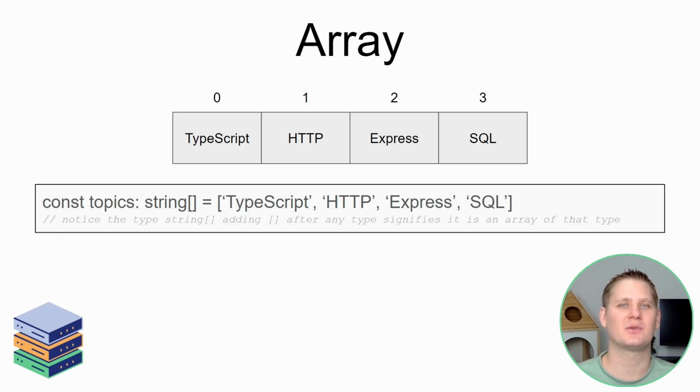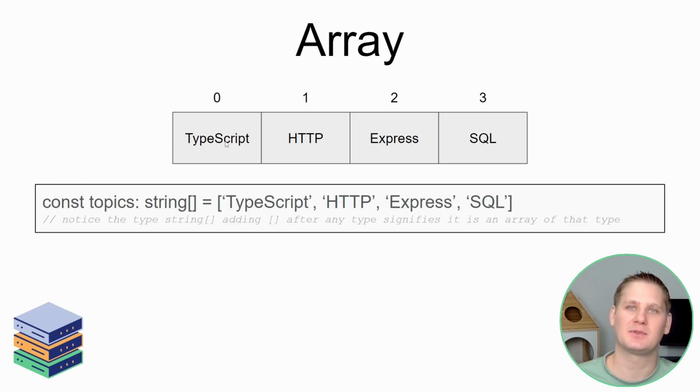The first data structure we're going to look at is an array. An array is just a sequence of elements. So in this example, we create a variable topics, and the type is going to be string array. Using the brackets will denote any type to be an array of that type. To create the array, we once again use the brackets, and then you can populate it with values. So the array that this code would create is this array here.